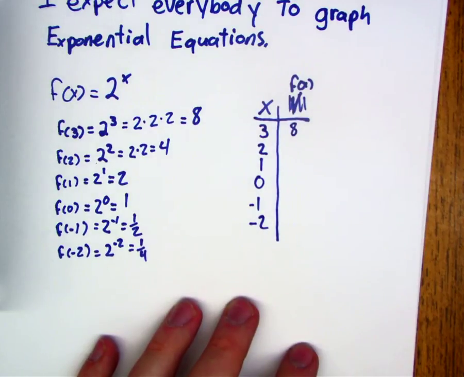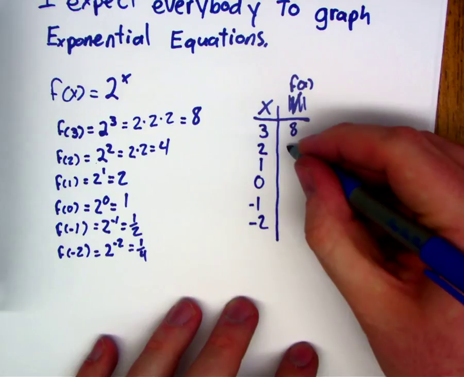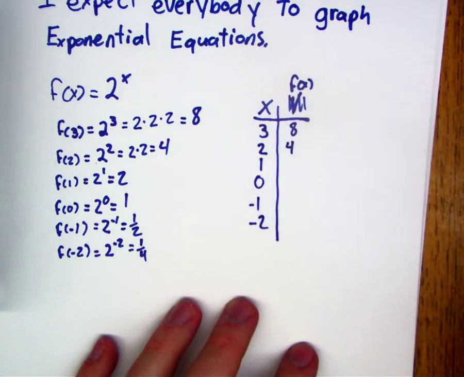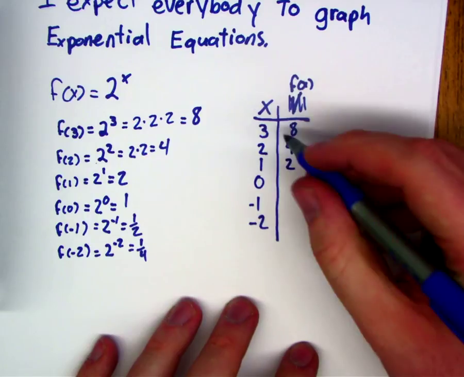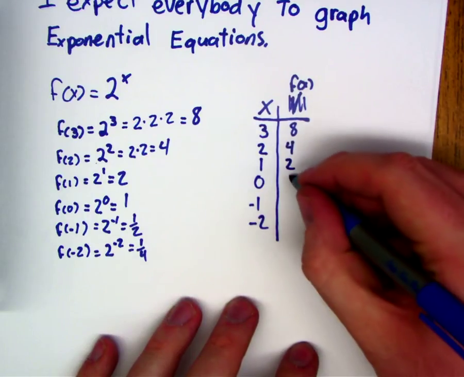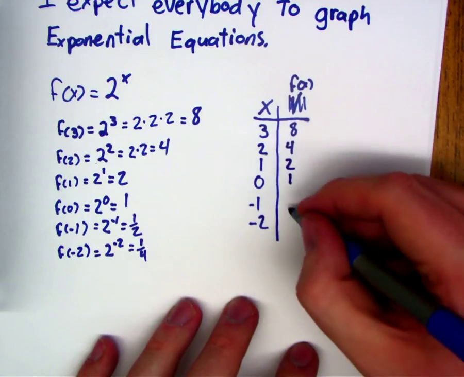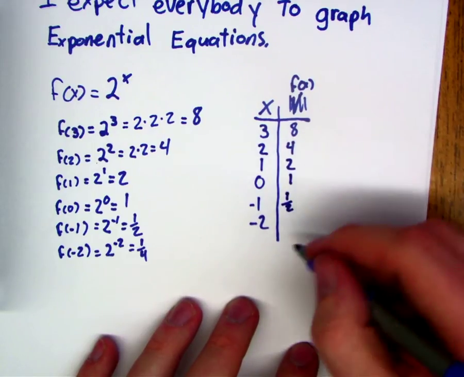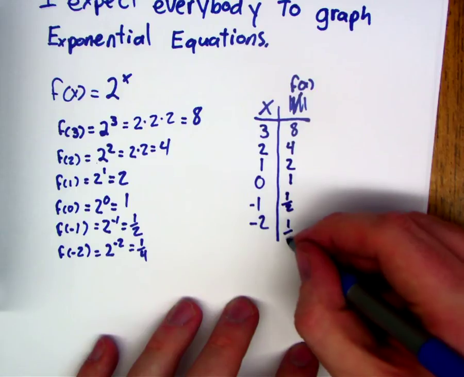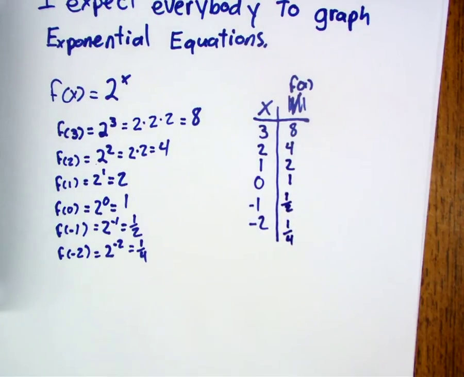In this case, for 3, we had 8. For f of 2, we had 4. F of 1, we had 2. F of 0, we had 1. F of negative 1, we had 1/2. And then finally, f of negative 2, we've got 1/4. Alright, that'll be our first step. We want to make that table for each graph.